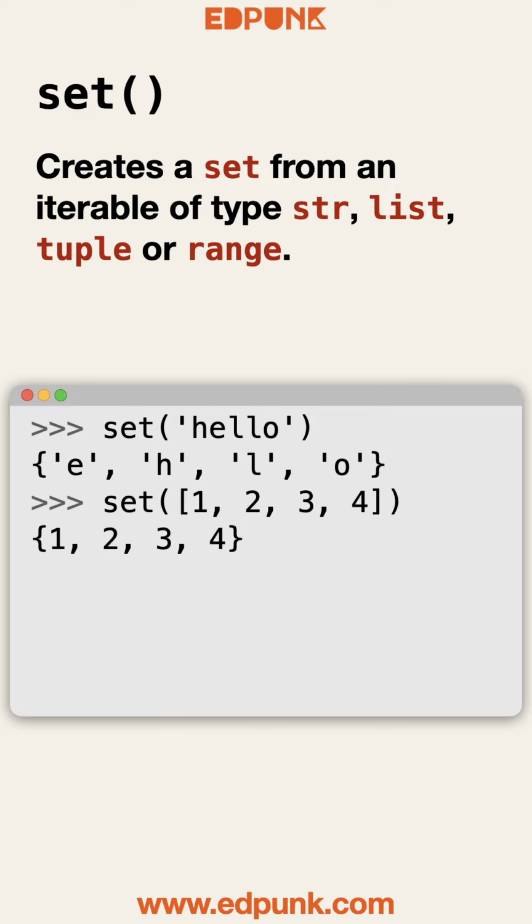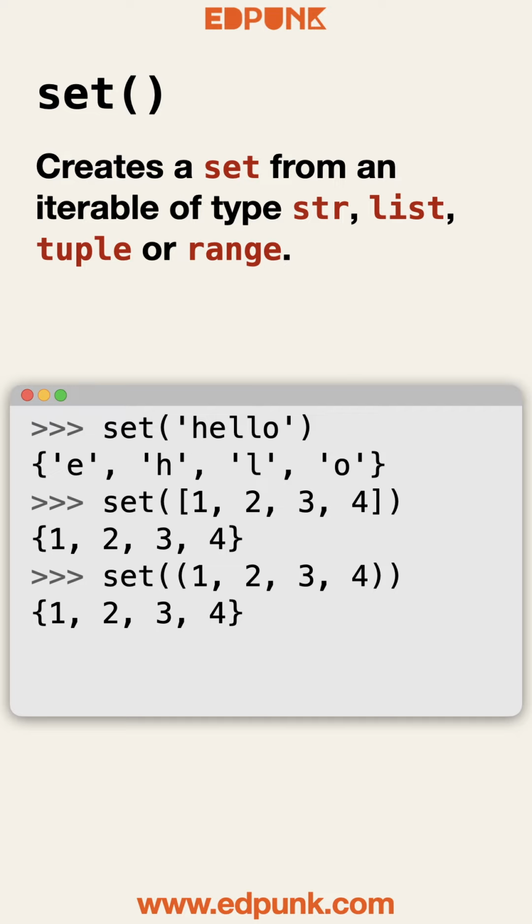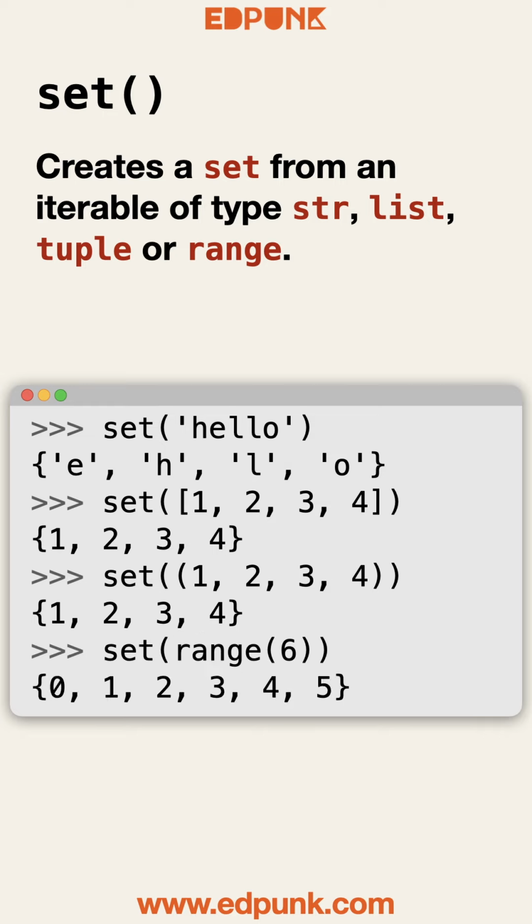A list or a tuple containing the items 1, 2, 3, 4 is also converted into a set containing the same items. A range object can also be converted into a set of integer sequence as per the given range, which in this case is 0 to 6, excluding the upper bound.